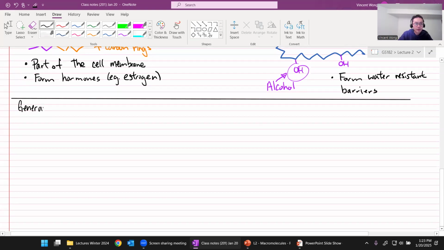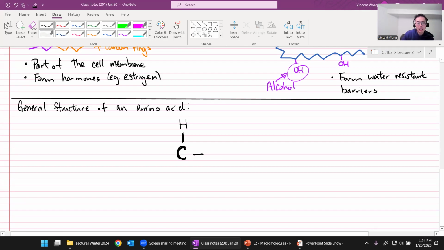General structure of an amino acid. All right. So it has a carbon in the middle, and it is connected to a hydrogen on one end. Right?